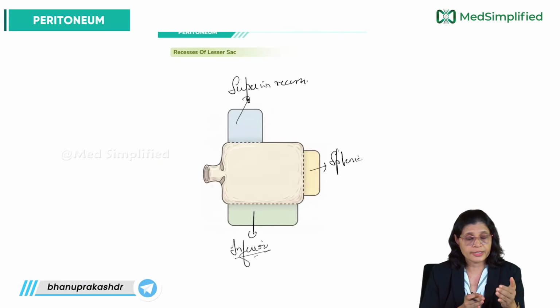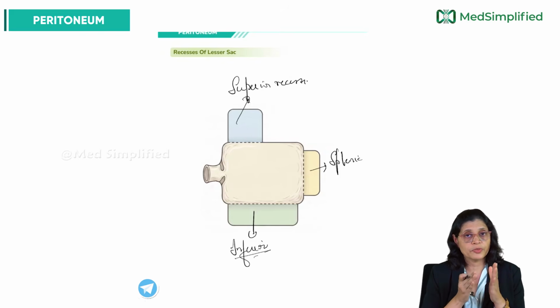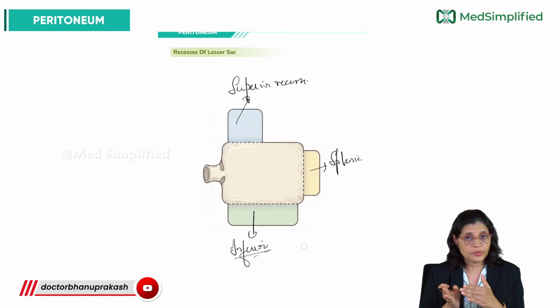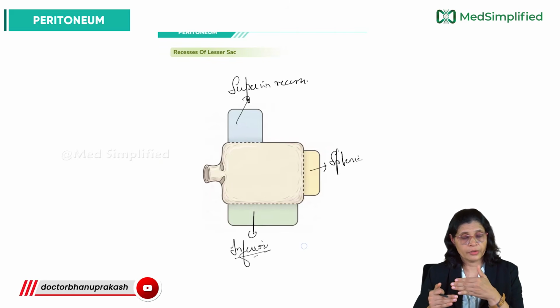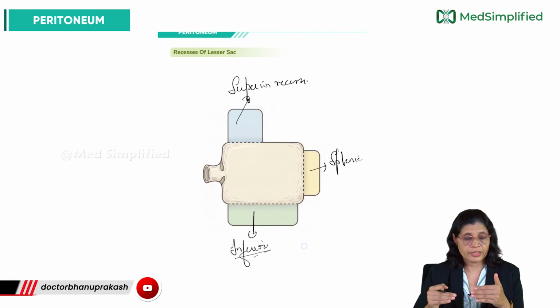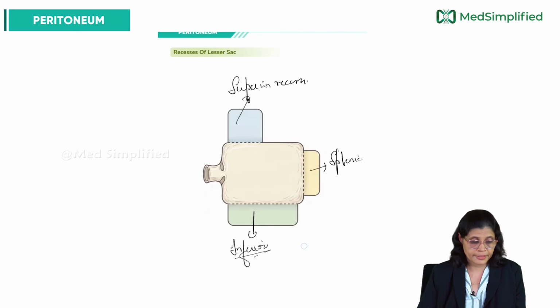The superior recess is behind the liver and the lesser omentum, the inferior recess is between the anterior 2 and the posterior 2 layers of the greater omentum, and the splenic recess is between the lienorenal ligament, that is from the spleen to the kidney, and the stomach to the spleen. So that space is the splenic recess.